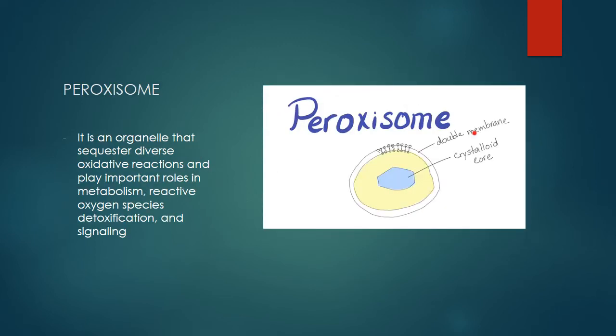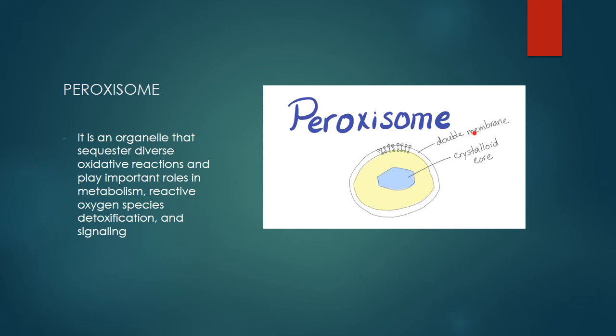Peroxisome is an organelle that sequesters diverse oxidative reactions and plays important roles in metabolism, reactive oxygen species detoxification, and signaling. Peroxisome has a peroxisomal membrane, which is a double membrane. It also has a crystalloid core. So in conclusion, peroxisomes help break down fatty acids.